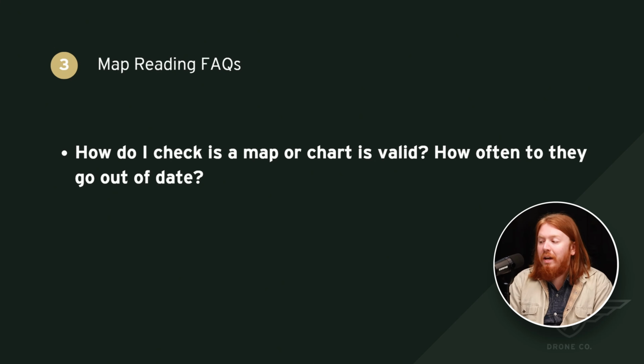Another question, how do you check if a map or chart is valid and how often do they go out of date? So we talked about how to find out if the CFS is valid. At the top of each CFS page, it will tell you its validity date. For checking if maps are valid, what you want to do is you go to the front of the map, and on the front of the map, there will be a number. So this one, this is the 15th edition for Fort Nelson.